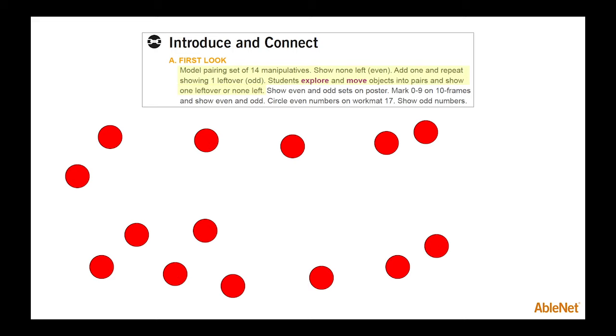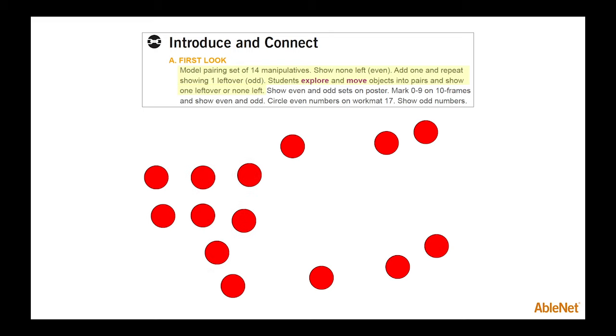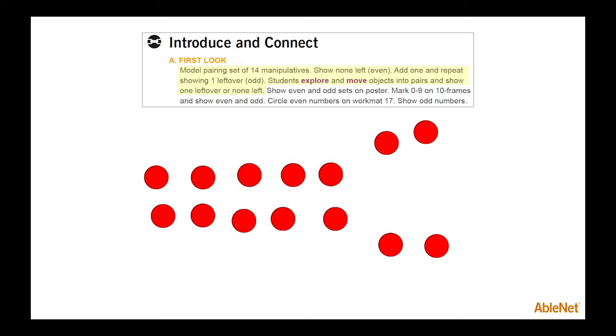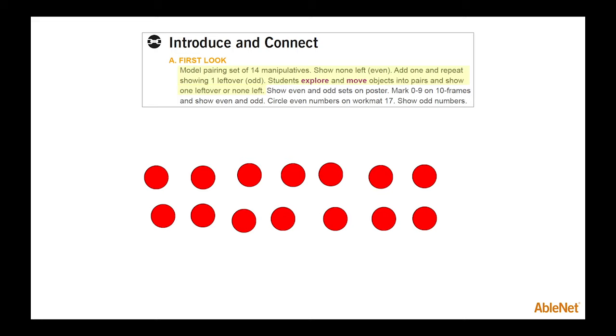This activity begins with working with hands-on manipulatives. In this example, the teacher is modeling how to pair 14 manipulatives while connecting the task to the vocabulary word even. One more is now added to show one counter left over or not paired. This amount can now be connected to the vocabulary word odd.